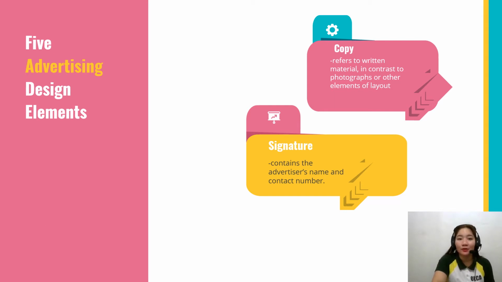Okay, so in addition, class, research shows that people read or view ads in a Z or reverse S pattern. So this is why, class, you would want the most powerful element on the top left portion and your signature on the bottom right so that people can respond to your ad. Okay?